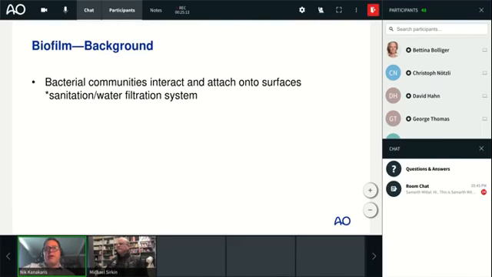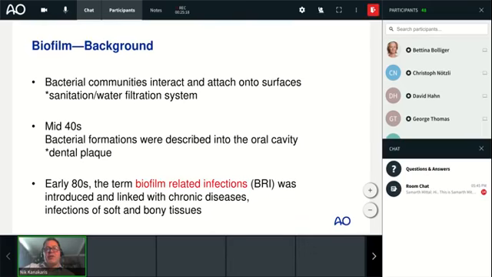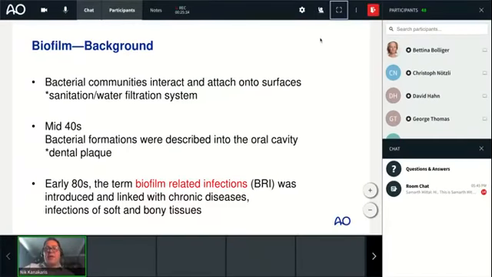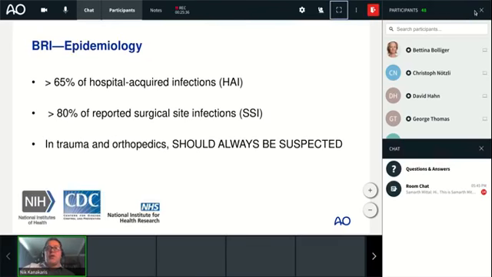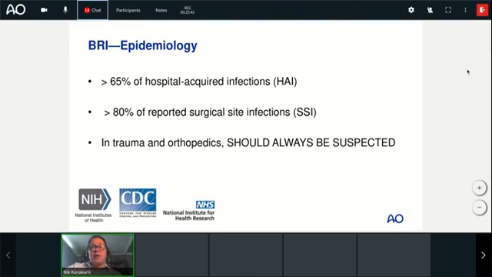So we're talking about the biofilm. The biofilm is not a new finding in our understanding of infections. It is many decades now that it has been identified in water filtration systems or as dental plaque in the oral cavity. And from the 80s, we used the term biofilm-related infections for soft tissue as well as bone tissue chronic diseases. So for orthopedics and trauma, the presence of biofilm should always be suspected. And actually, in more than 80% of the infections we deal with, surgical site infections, we identify or we suspect at least the presence of biofilm.